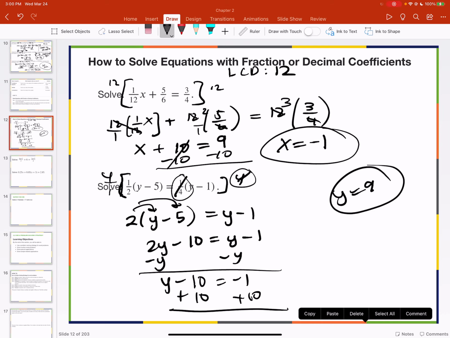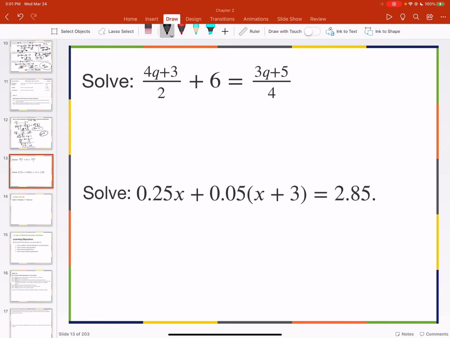Okay. All right. Let's see if you can try this one. First, take a few seconds and think about what the LCD is. So did you get the LCD to be 12 or 4? If you said the LCD was 4, you're correct. So the LCD is 4, you multiply everything by 4.